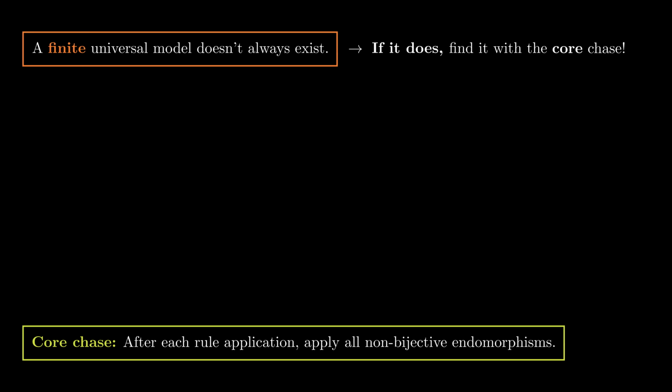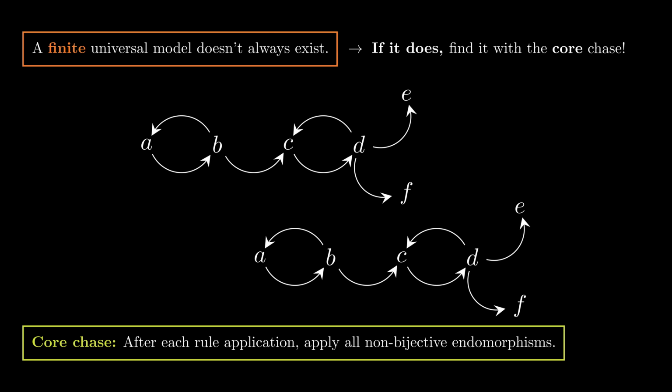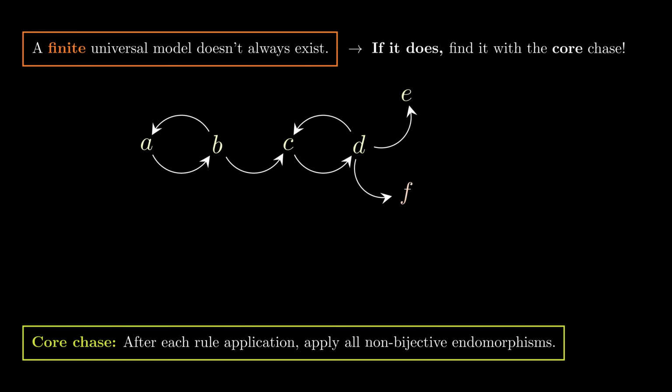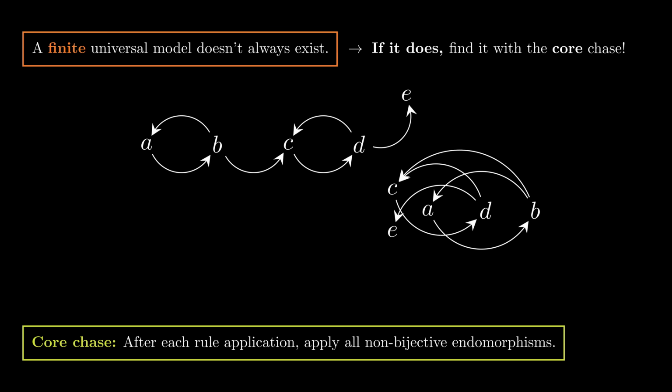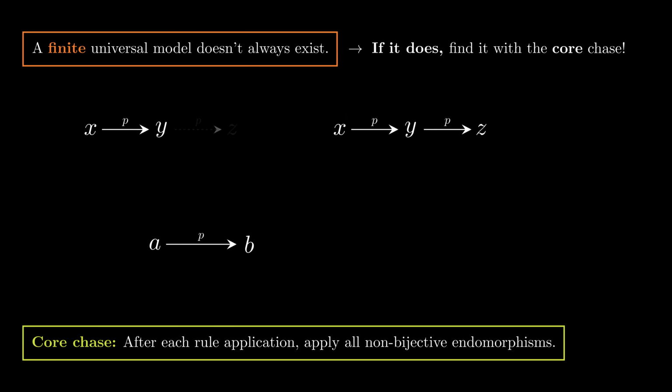So, the core chase is really careful. After each rule application, we check whether the produced database has a homomorphism into itself that is not a bijection. And if so, we collapse the database accordingly until we obtain a database whose only homomorphisms into itself are bijections. That's called a core. Okay, let me run it to see whether I understand it correctly.